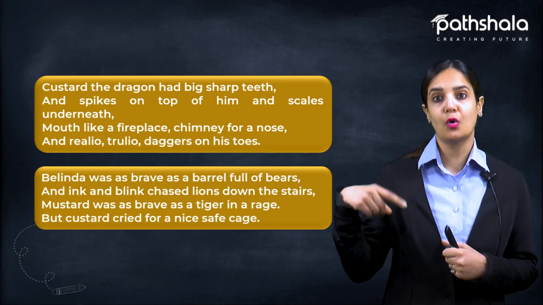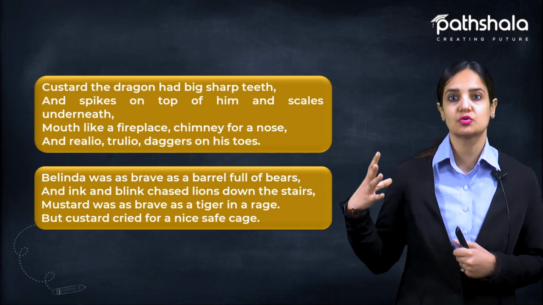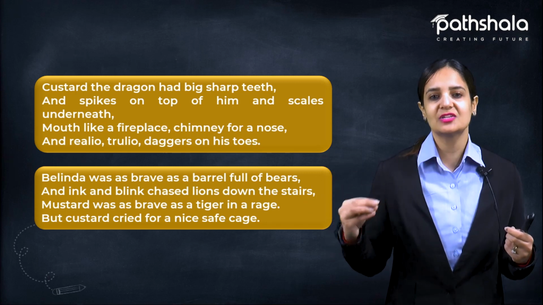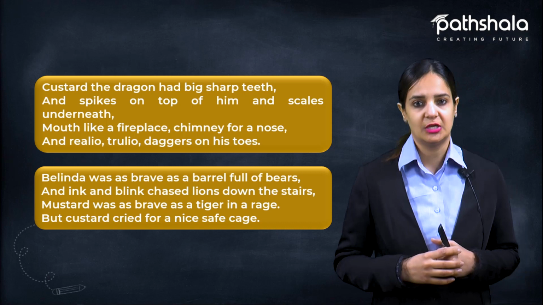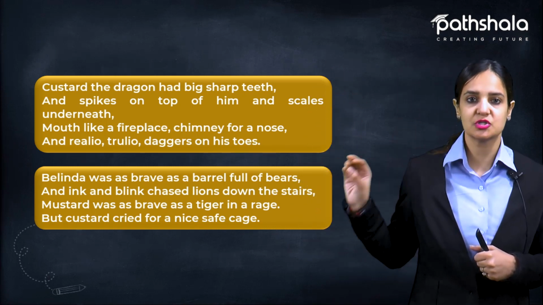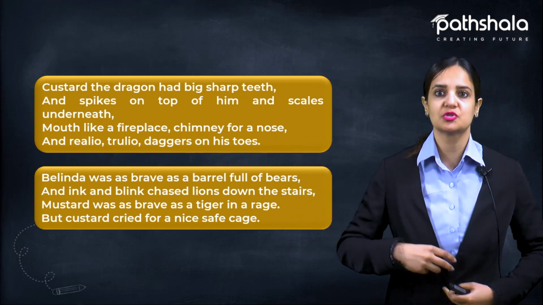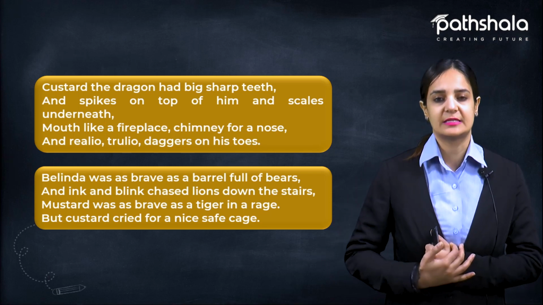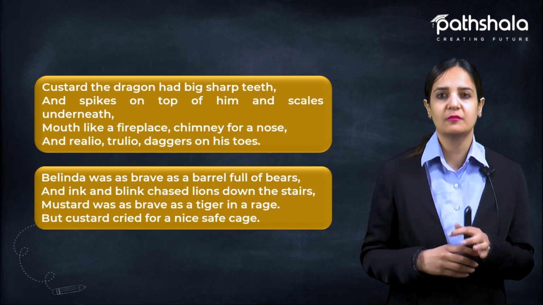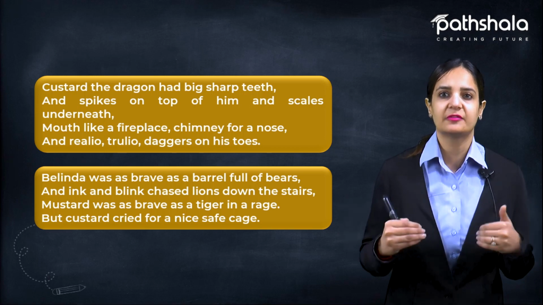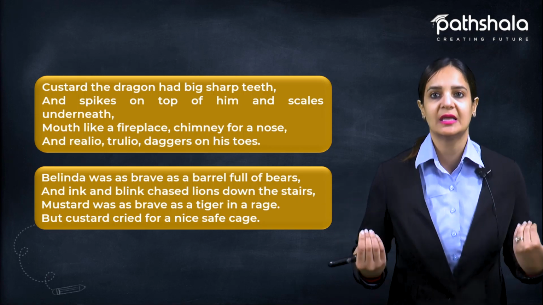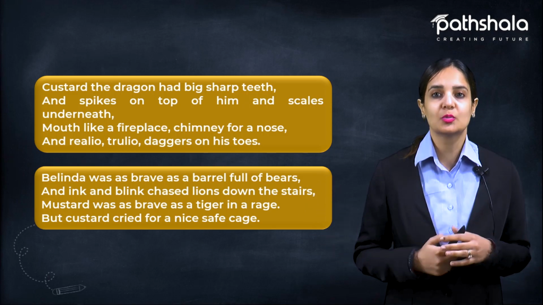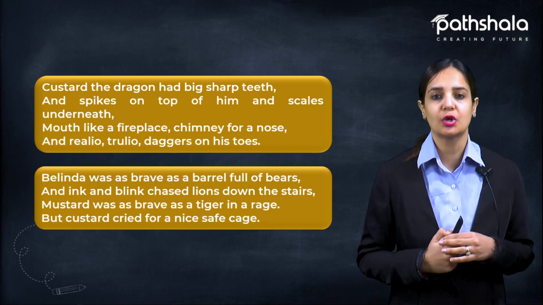But coming to all of these descriptions, the poetess has shown that all these animals were very brave. Now coming to Custard, but Custard cried for a nice safe cage. Where all the animals were so brave, on the other hand, Custard was not at all brave. In fact, he always cried for a nice safe cage. He always kept weeping that he wanted to be in a cage, and the cage should be nice and safe so that nobody could harm him. So we can clearly see that Custard was not at all brave.